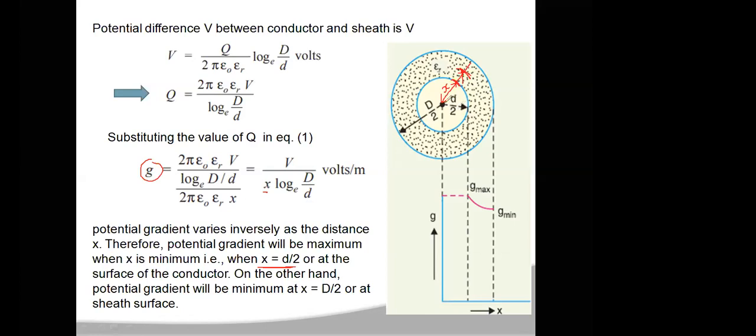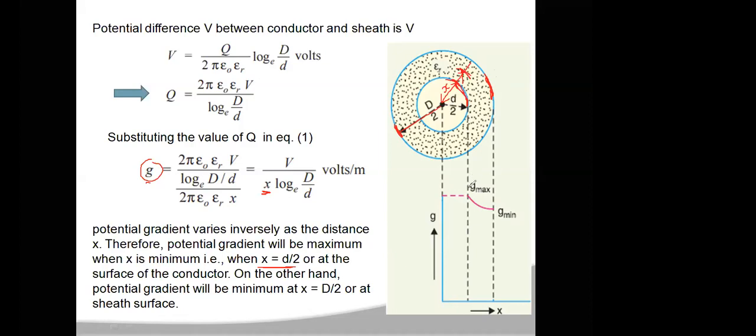Now if you substitute x is equal to capital D by 2, you will get the potential gradient on the surface of the sheath. When x is d by 2, the x value is the minimum, so g will be the maximum. So at the surface of the conductor, you have the maximum potential gradient, and on the surface of the sheath you will have the minimum potential gradient.